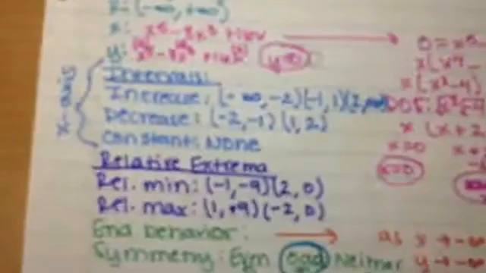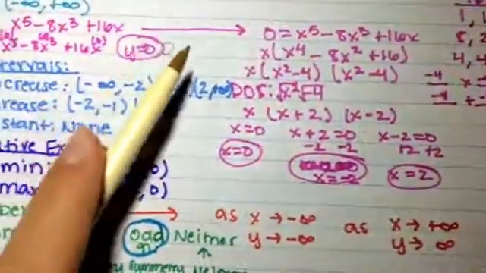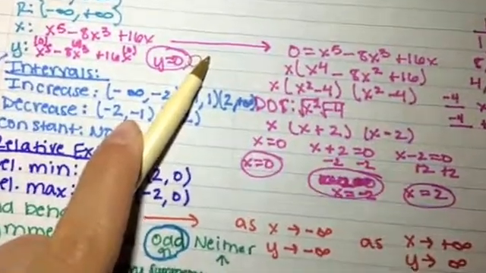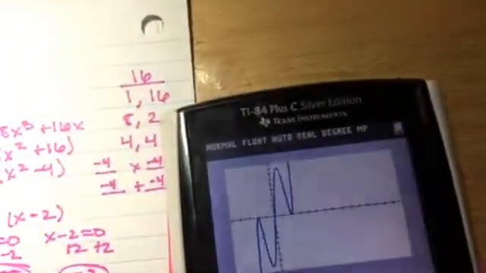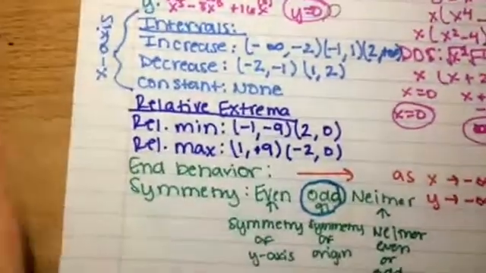The third interval we need to find is constant. A constant is like a straight line, like the straight line I used here in my arrow, and as we can see by looking at our graph, we have none, so we're just going to write the word none.